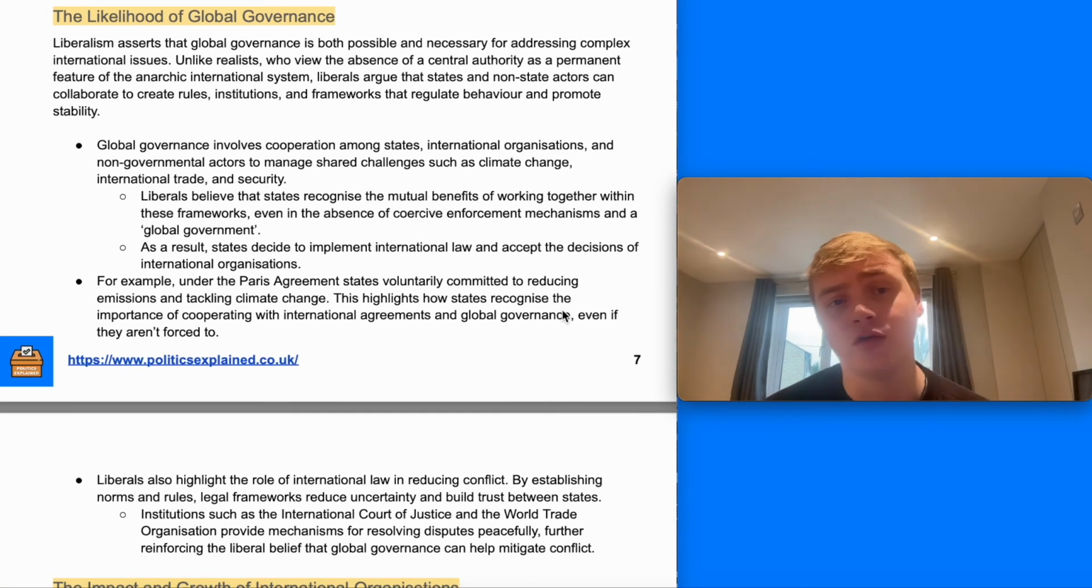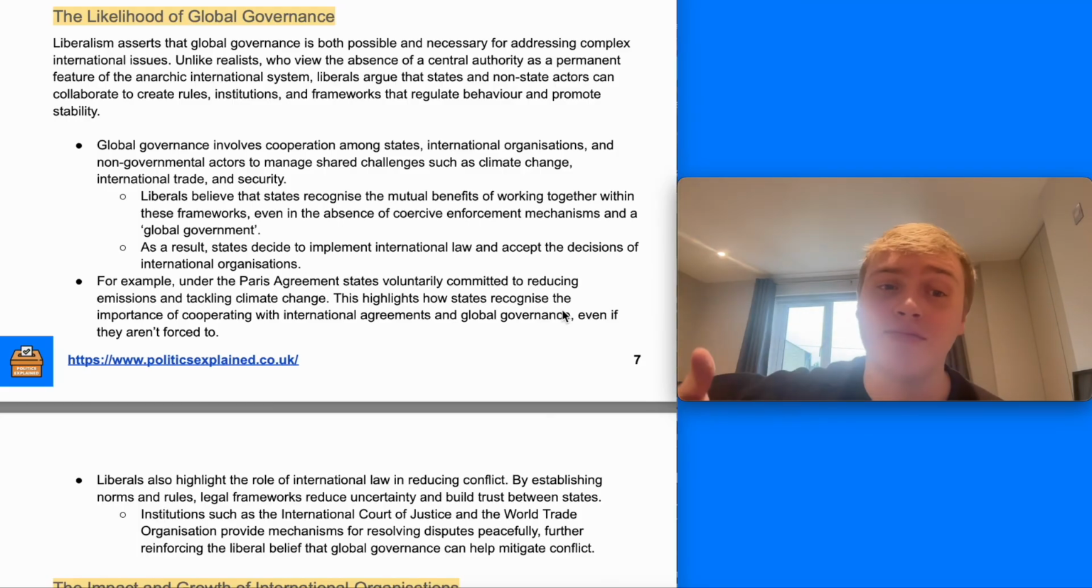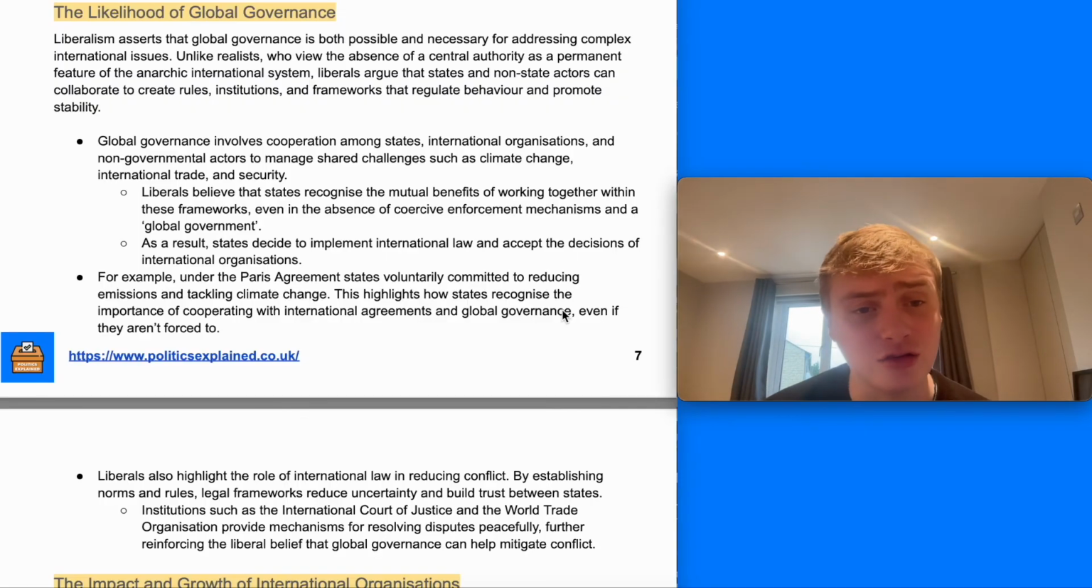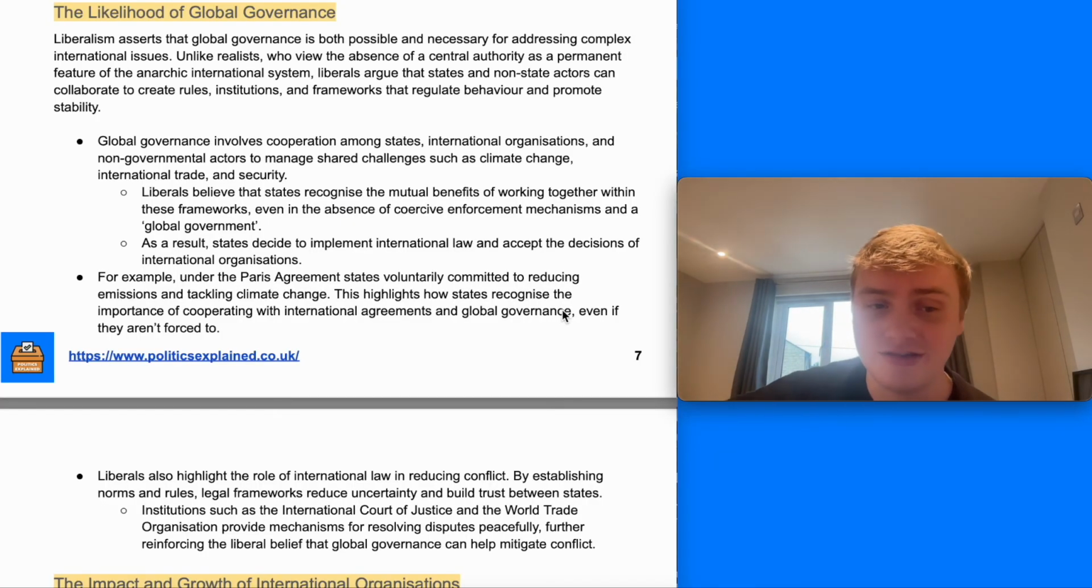Global governance involves cooperation among states, IGOs and NGOs to manage shared challenges such as international trade, climate change and security. And liberals believe that states recognise the benefits of working together within these frameworks, even if they're not coerced into doing so, and decide to implement international law even if they're not coerced to do so. For example, under the Paris Agreement, states voluntarily commit to reduce emissions and tackle climate change, even if it isn't in all of their direct interests.